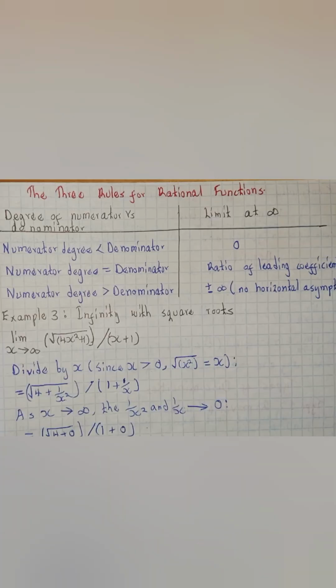Always use these 3 rules for rational functions. When the numerator degree is less than the denominator degree, the limit at infinity is always 0. When the numerator degree is equal to the denominator degree, the limit at infinity is the ratio of the leading coefficients. And when the numerator degree is greater than the denominator degree, the limit at infinity is either positive or negative infinity, so there is no horizontal asymptote.